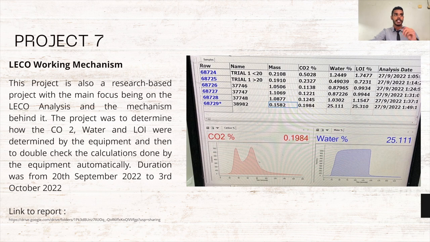The next project is to determine the working mechanism behind this LECO equipment. This LECO equipment is quite specialized, and it's used to determine how much water and carbon dioxide is in a sample. By going through the equipment manual and doing some research online, I managed to figure out how this equipment works and explain it to the technicians who've been using them for years.